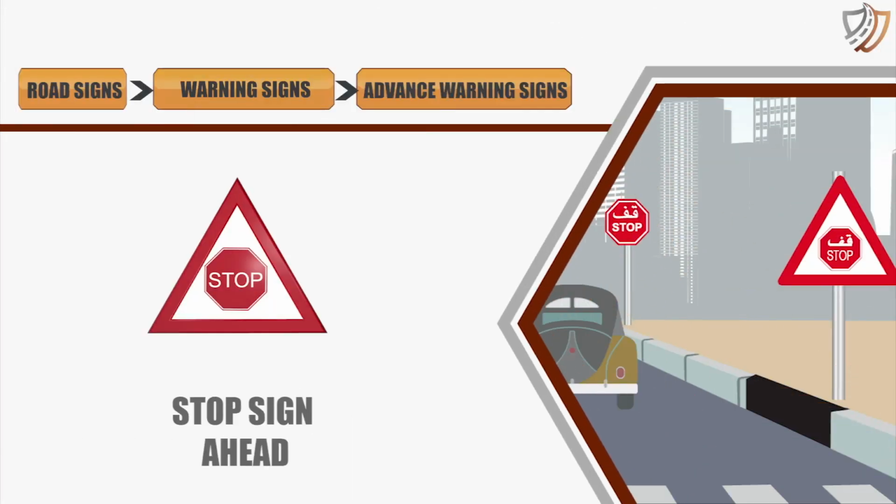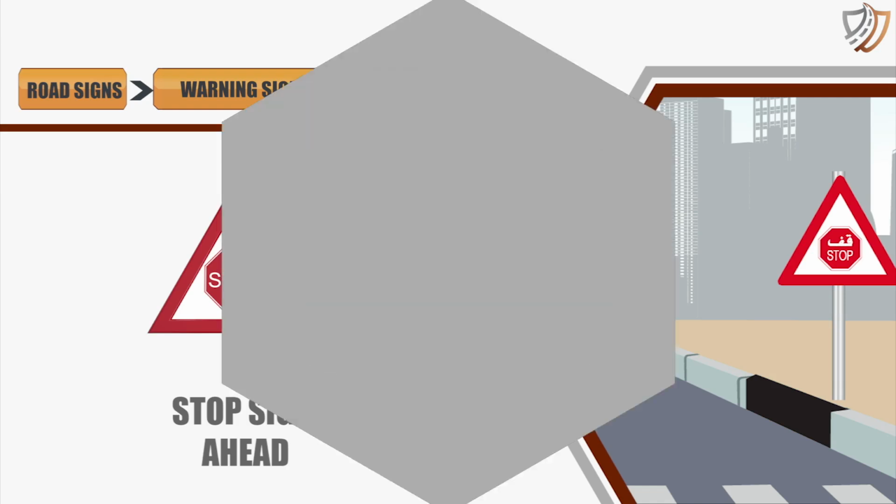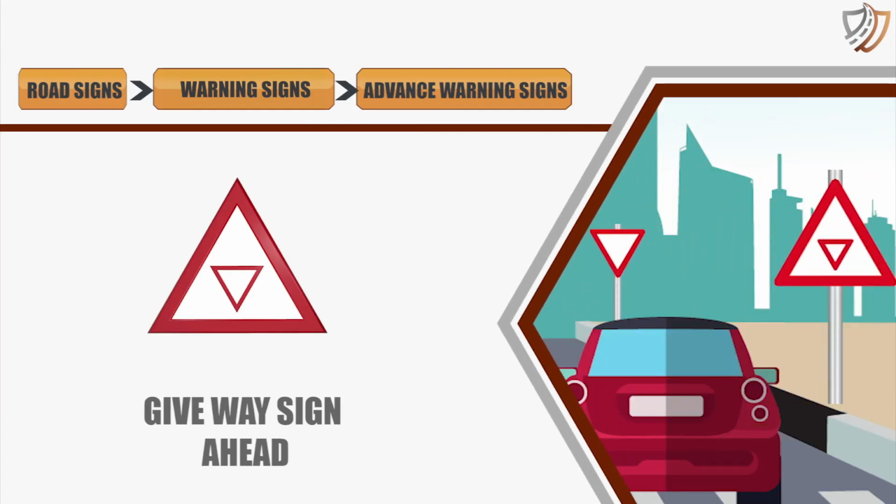Stop sign ahead. This sign indicates that there is a stop sign ahead. This sign is also used before turns to warn drivers that there is a stop sign ahead. Motorists must stop as the view might be obstructed. Give way sign ahead. This sign indicates that there is a give way sign ahead. This sign is usually used before turns to warn drivers that there is a give way sign ahead. Motorists must slow down and be prepared to give way to the traffic coming from the mainstream.